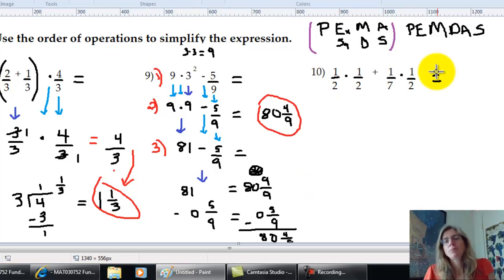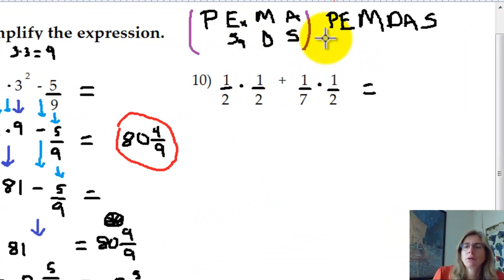Okay, we're working on problem 10. So we look at our order of operations. Do we have parentheses? No. Do we have exponents or square roots? No. Do we have multiplication or division? Yes, we have multiplication here and here. Well, we go left to right, so let's do this multiplication first and then this multiplication.